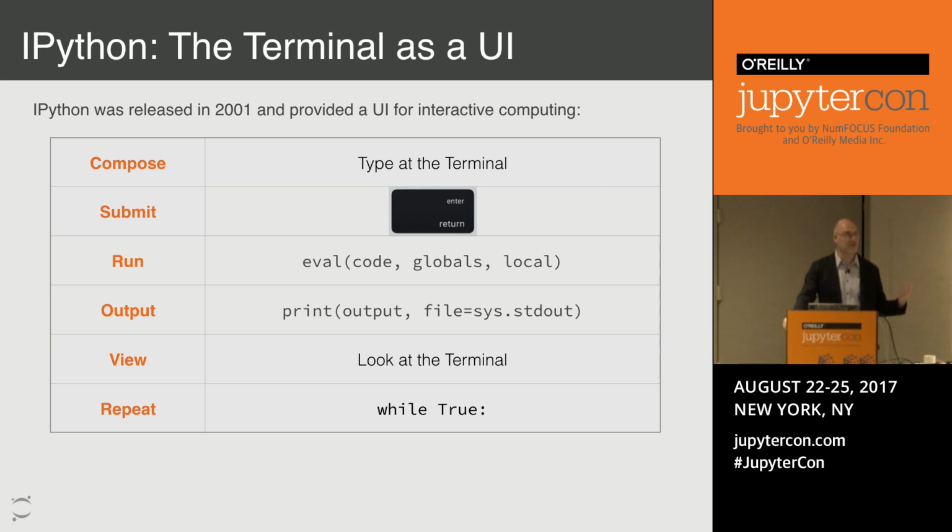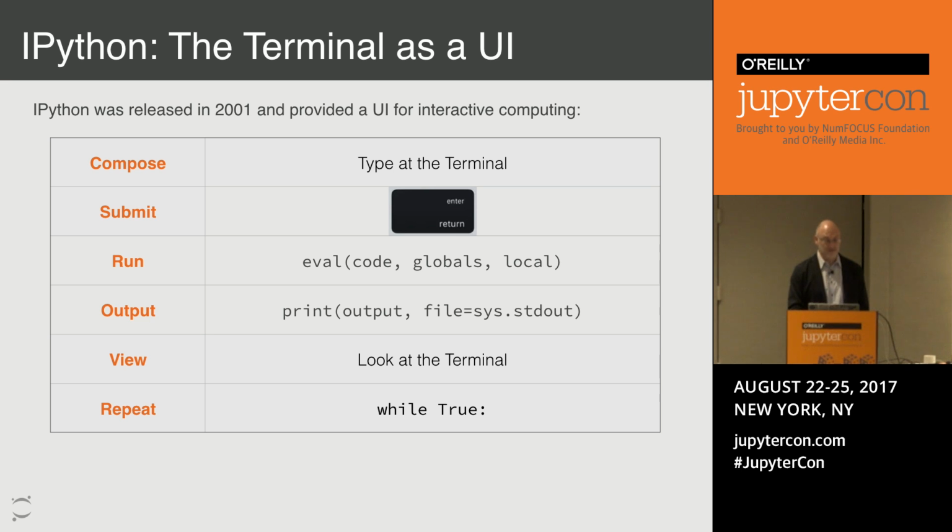The way IPython is implemented in Python looks roughly like this. The run step uses Python's eval function. You evaluate the code, which is a string, in a global and local namespace, both of which are Python dictionaries.